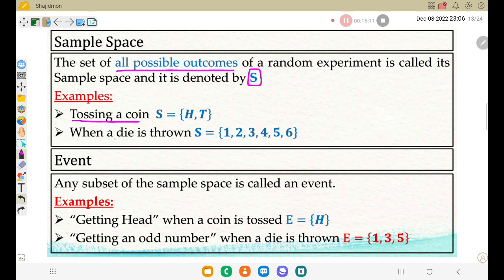Now when we are throwing a die, what is the sample space? Either we will get 1, or 2, or 3, or 4, or 5, or 6. There are 6 outcomes. So the set of all these outcomes we are calling the sample space of a random experiment. I hope you understood that, correct? So when we are throwing a die, the sample space equals {1, 2, 3, 4, 5, 6}, correct?